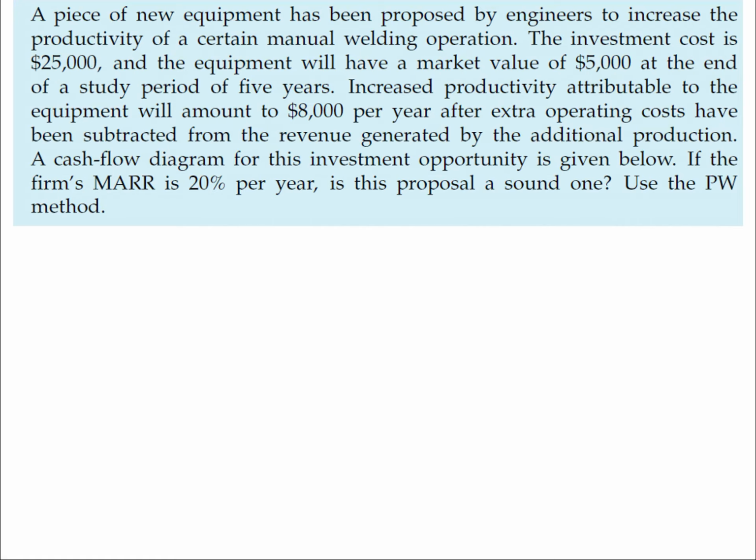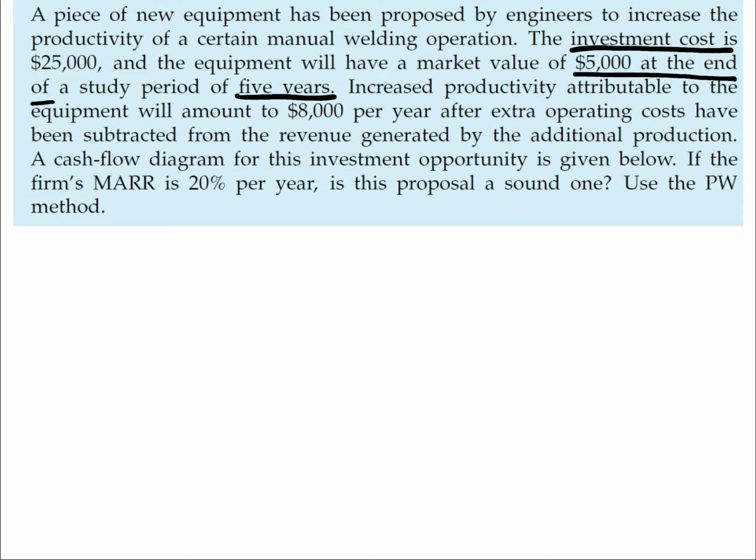Alright, so the example said, a piece of new equipment has been proposed by engineers to increase the productivity of a certain manual welding operation. The investment cost, so it's a capital cost, is $25,000. It means at the beginning, at present time, you need to pay $25,000 to buy the equipment. And the equipment will have a market value of $5,000 at the end of a study period of 5 years. So after 5 years, you can sell this equipment to the market and you get $5,000 back.